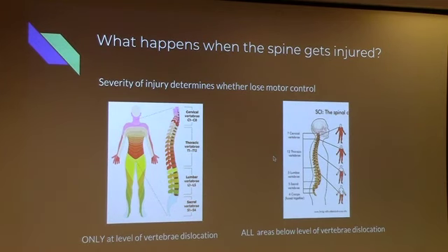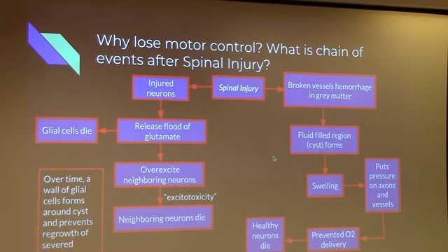Any other questions? Okay, moving forward. Okay, so now we talk about on a more cellular level what happens in spinal injury. And this is kind of important.